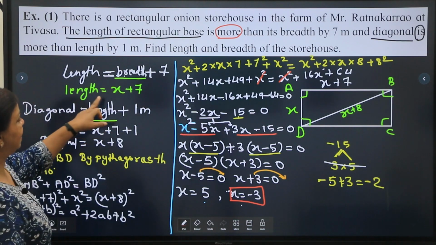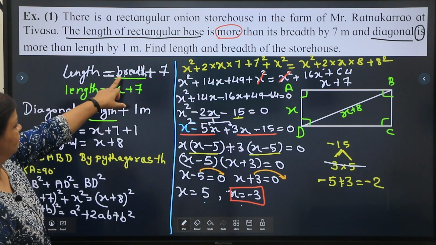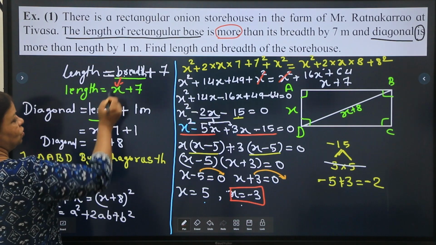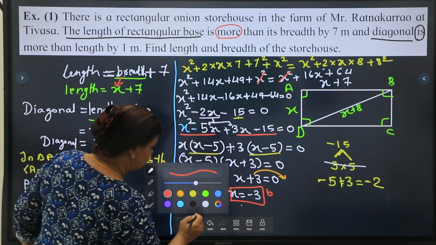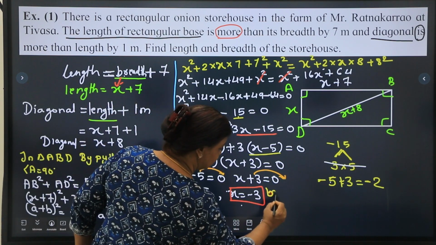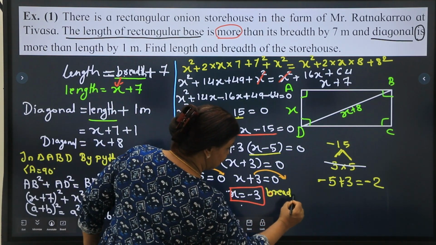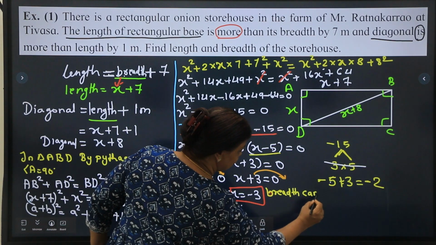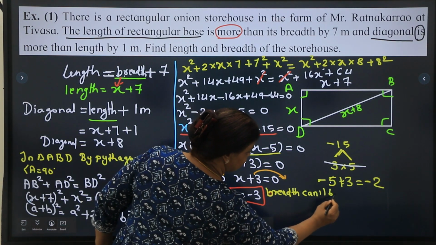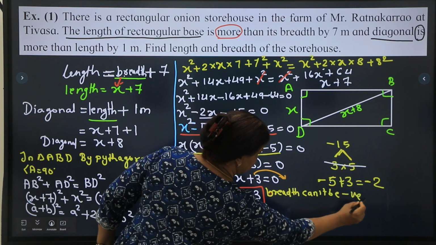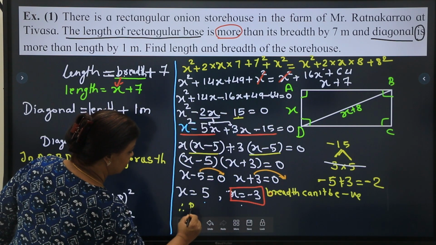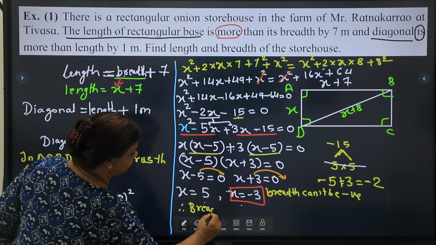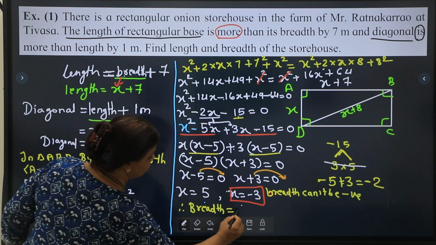We have assumed breadth as x, na? Breadth as x we have assumed. So, breadth cannot be negative. So, we have to write here breadth cannot be negative. Therefore, breadth is 5. Breadth is equal to 5.